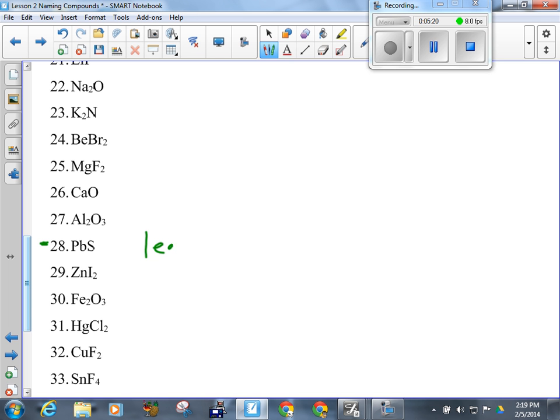All right, so I'll start out like this, lead and sulfide. But now I need to figure out what the charge on lead is. Sulfur is always -2. So what's the charge on lead in this compound? +2. So this is lead 2 sulfide. All right, so now we've kind of gone over one of every kind that you could run into.